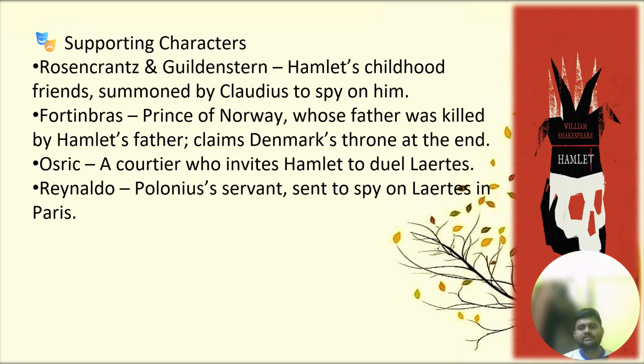Now let us talk about other characters of the play. We have Rosencrantz and Guildenstern. These are childhood friends of Hamlet and are summoned by Claudius to spy on Hamlet. Then the other important characters which I have missed in this slide are Polonius. He is the chief advisor to Claudius and helps in plotting against Hamlet.